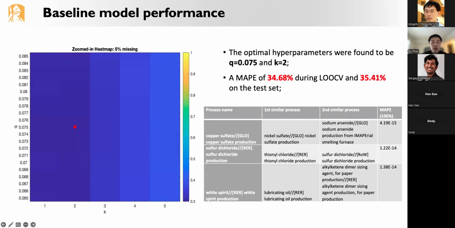For the prediction of the non-zero missing flows, the overall model performance could achieve a mean absolute percentage error of around 35% during the leave-one-out cross-validation. These results indicate that our model can provide an ideal and also robust performance to estimate the missing life cycle inventory data.